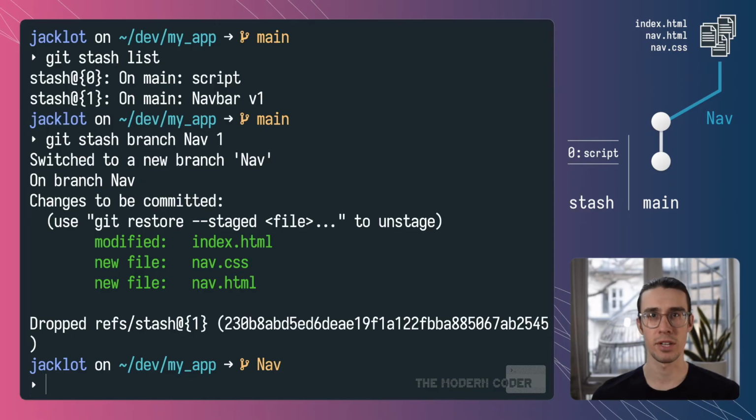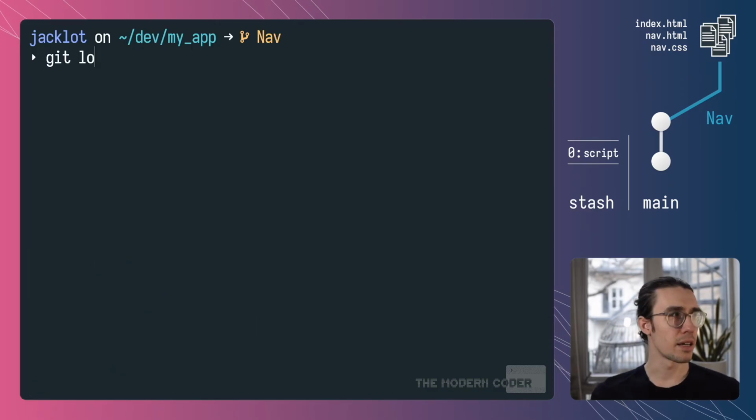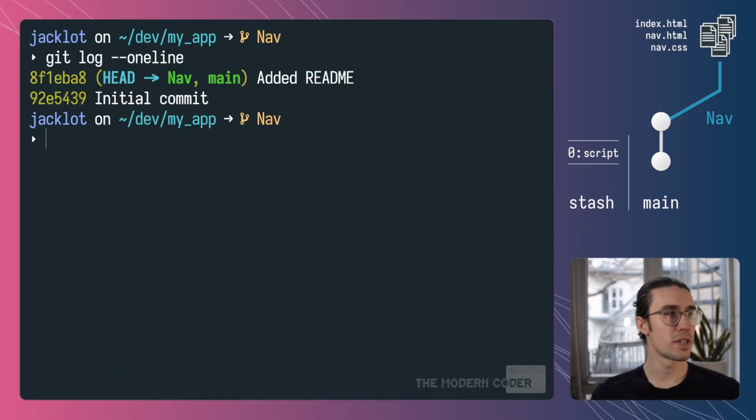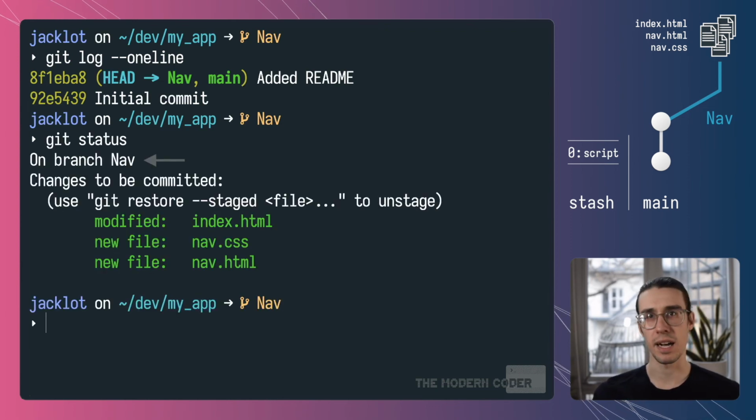But if I clear the screen and run git log, you can see that I'm now on the nav branch. And if I run git status, just like before, you can see that I now have those 3 files reincarnated right here.